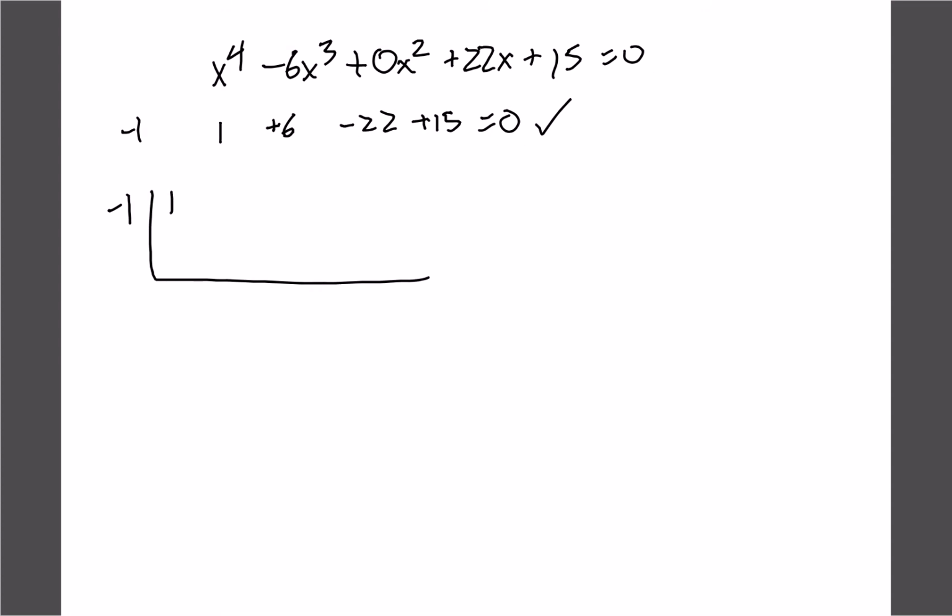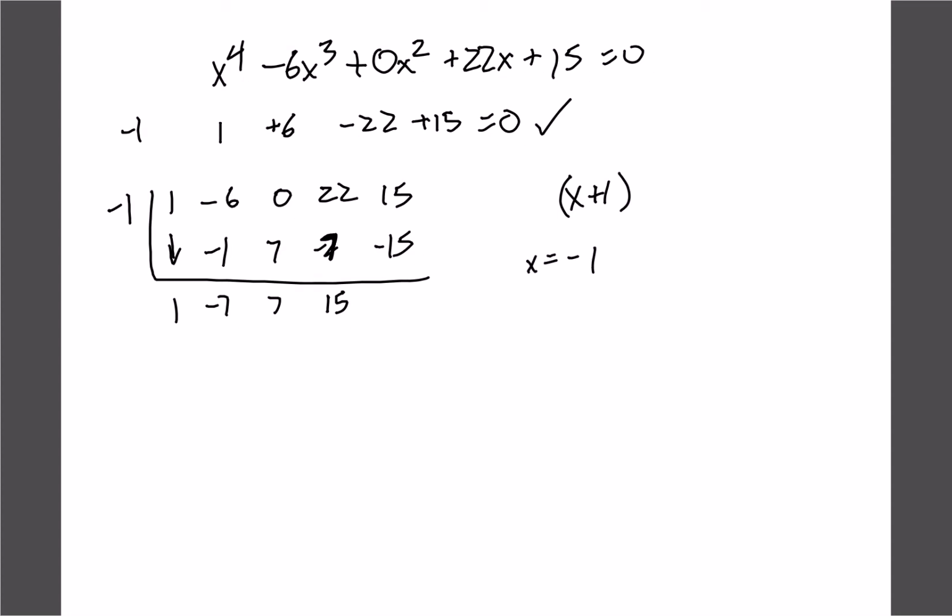So we'd have 1 minus 6, 0, 22, and 15. So we'll bring down our 1, multiply, add, multiply, add, multiply again. That would give us 15. And that's it. So we know x minus 1, or x plus 1 is one of our factors, or x minus 1 is our solution.